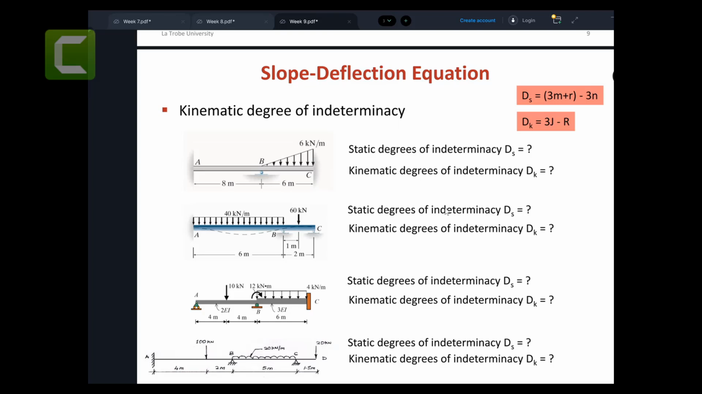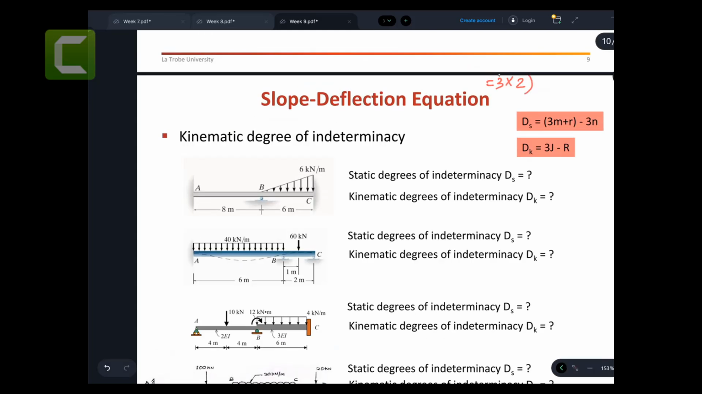All right, let's try. So first one, the degree of indeterminacy would be 3m plus r minus 3j. How many members do you have? You have 2 members, so 6, plus how many reaction forces? 1, 2, 3, 4, 5, 6, and 7. 7 reaction forces. 6 plus 7 is 13. Take away 3 times how many joints? 1, 2, and 3 joints. So 13 take away 9 equals 4.